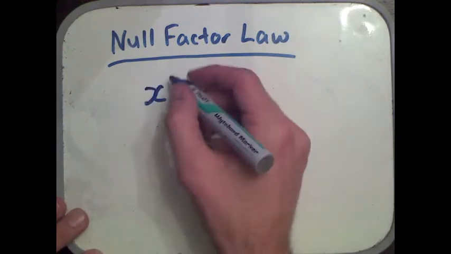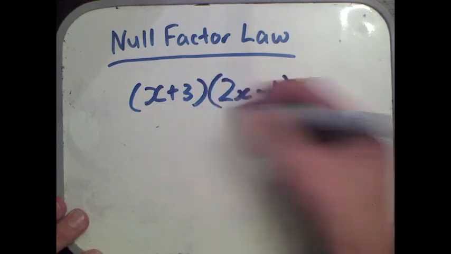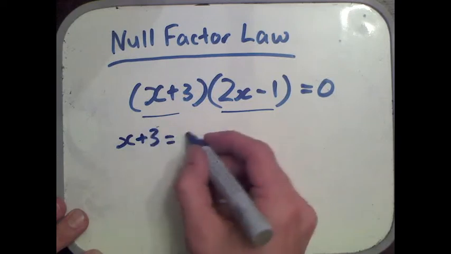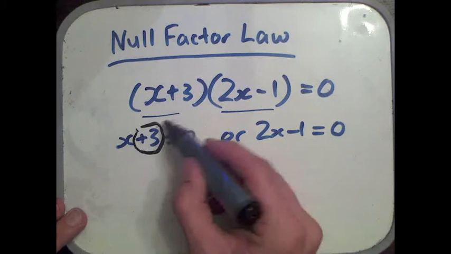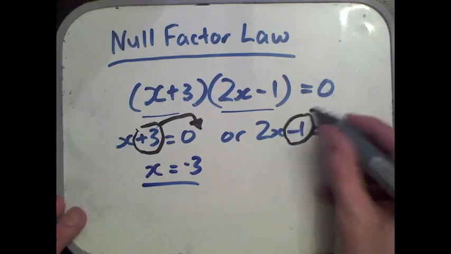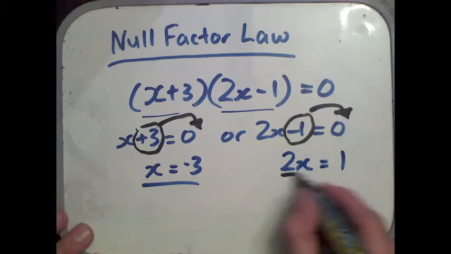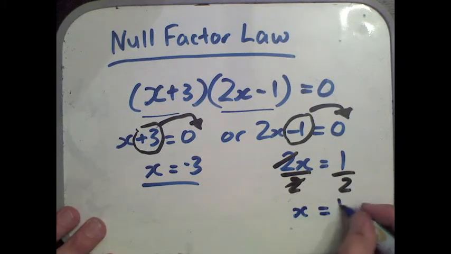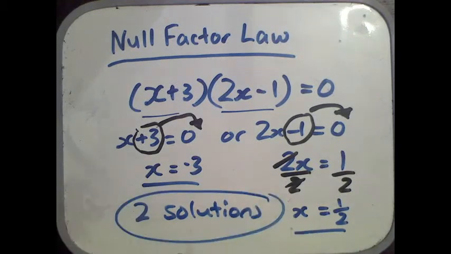Alright, another example. We've got x plus 3 in brackets multiplied by 2x take 1 in brackets. Again, we've got two things multiplied together. So x plus 3 must equal 0, or 2x take 1 must equal 0. And we simply solve for x. So x equals negative 3 here for the first one. Or, bringing the 1 across, we get 2x is equal to positive 1. And therefore divide both sides by 2. We get x is equal to a half. So again, you'll notice that we've got two solutions for x here.